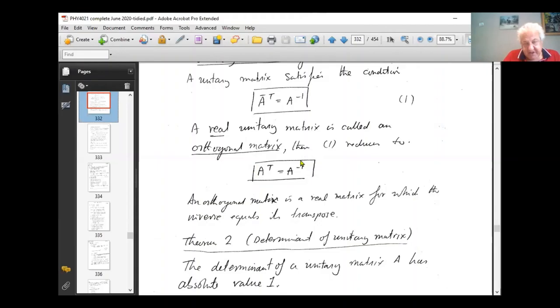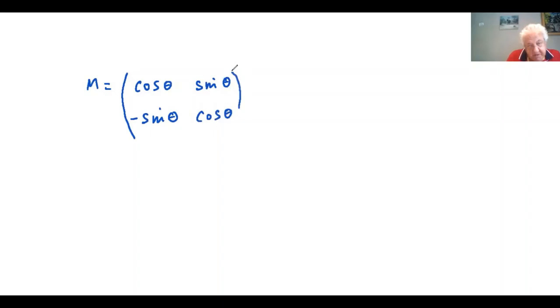I gave this in a previous lecture, but let me repeat it, because the rotation matrix itself is an important matrix, and it is an example of an orthogonal matrix. So let's go to the rotation matrix as an example. Let me call it M. Cos theta, sine theta. You can check that this does rotate by taking one of the unit vectors, say i, along the x-axis, and then applying this matrix to see how it rotates in the xy plane. Okay, this is my rotation matrix.